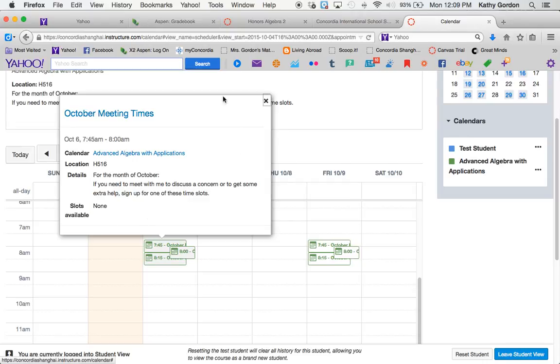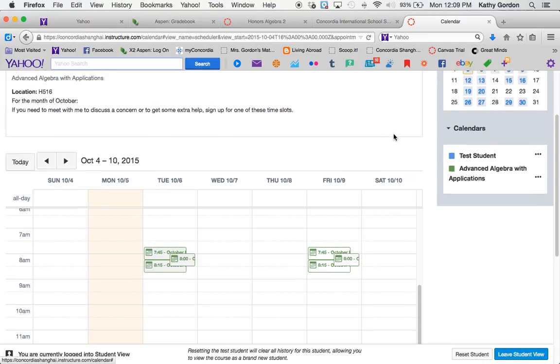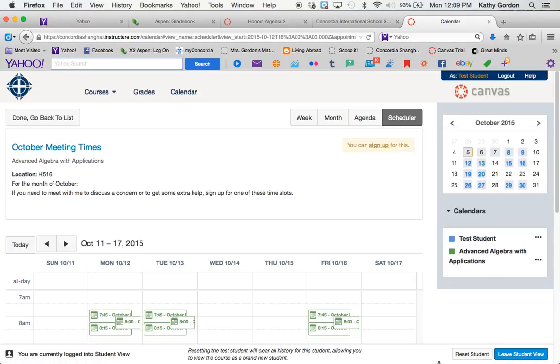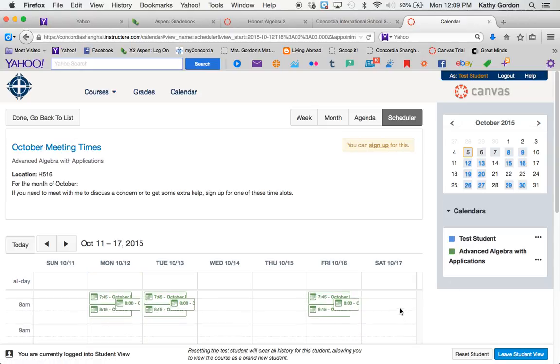You'll also notice that over here on the little calendar, you have all these days that are kind of highlighted with blue bold print. Those are all days that have an appointment time available in them. So you could also come over here and go, well, I know I want to meet with her next week on Tuesday, so I can just click on that and it'll pop right to next week, and then you can pick your time.